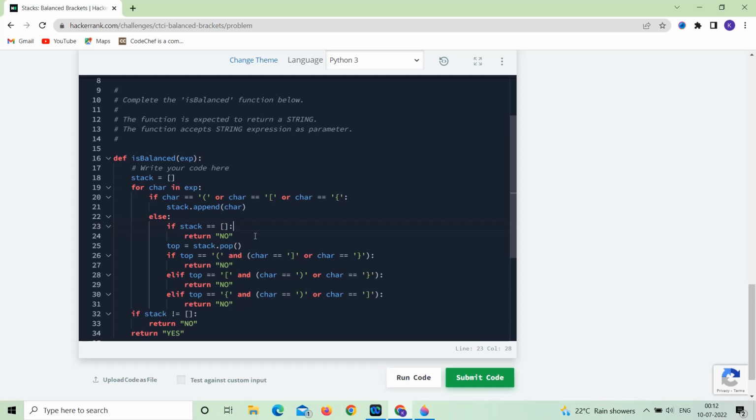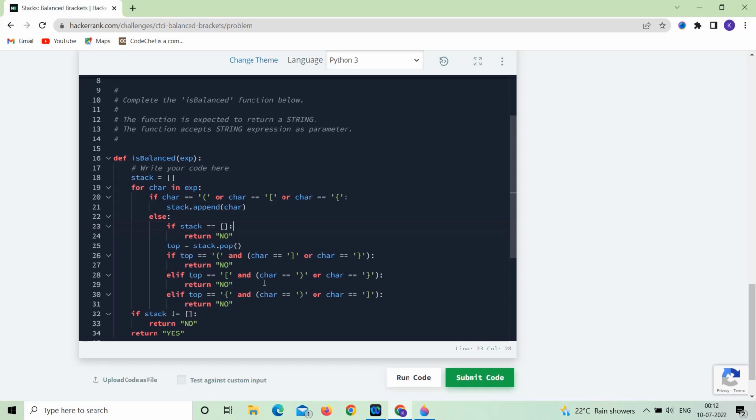If my stack is not empty, then I have to find the top of the stack. To find that, I'm just using the pop method, because the pop method deletes the last element and returns the top element, right? So yes, I found the top element, and now if my top element is an opening parenthesis, my current character must be a closing parenthesis. But if I get either of the other two, in that case you can simply return no, because it is not valid. The brackets are not balanced.